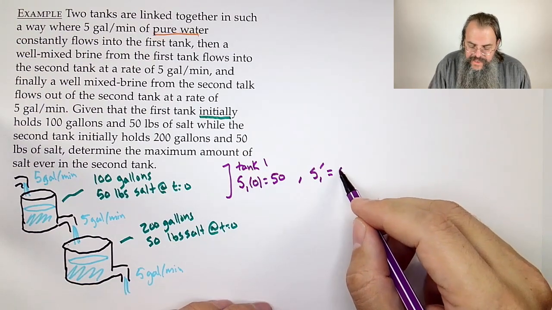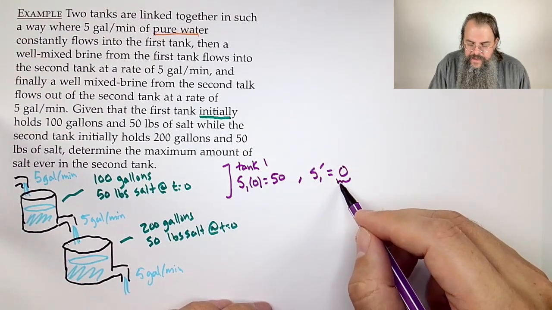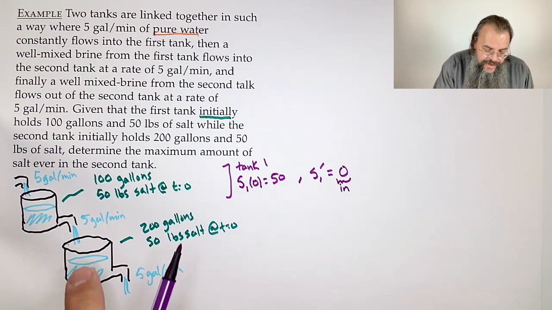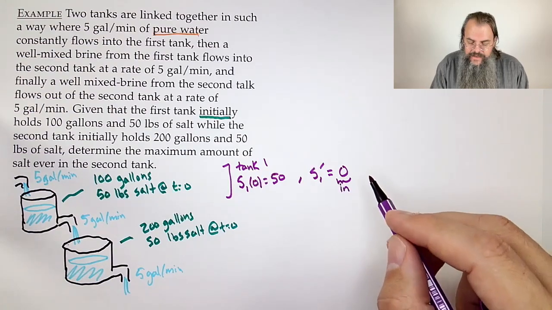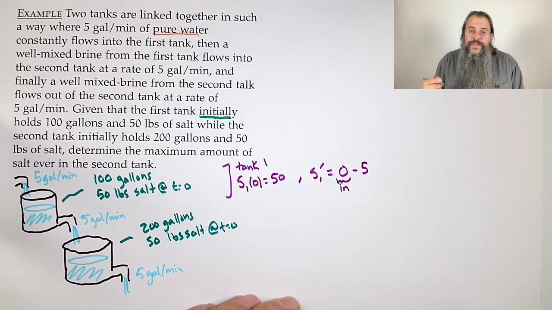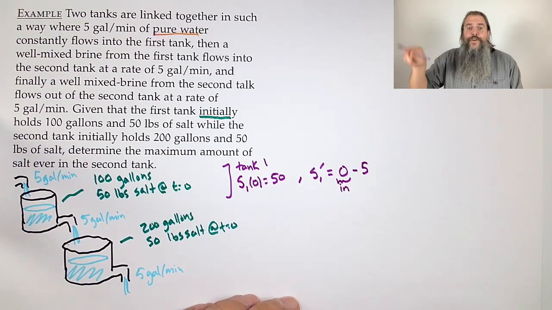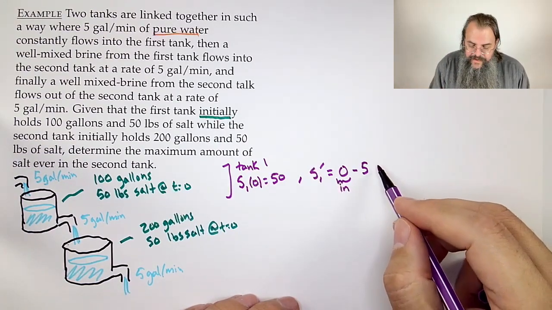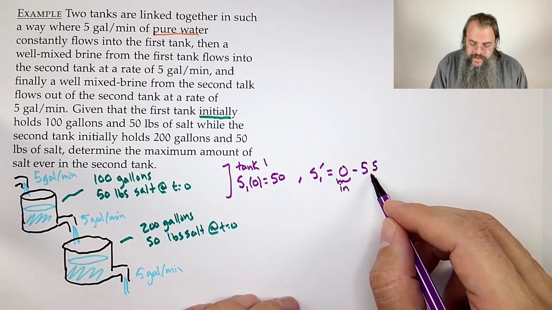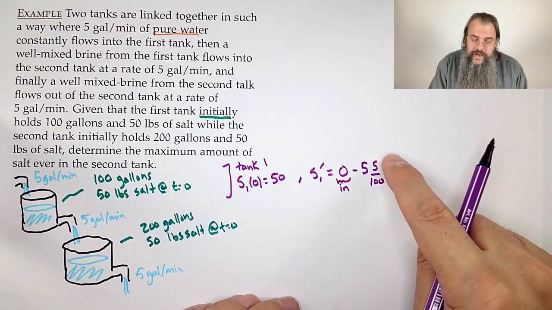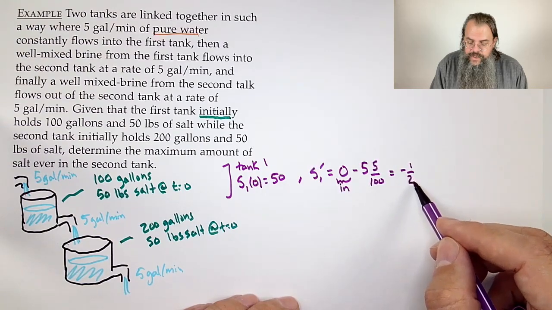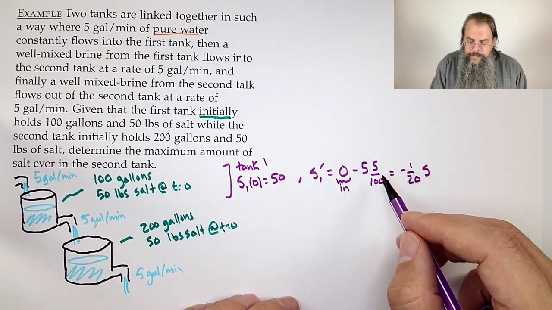So that's our inflow. How much is going out? Well, we know 5 gallons per minute goes out. Okay, so it's 5 gallons per minute. And then we say, well, how much salt is in there? So we take the total amount of salt in the tank, and so that's going to be S, and divide it by how many gallons there are, which is 100. So this is our concentration of salt in the tank. And so we say, oh, okay, this is the same as minus 1 over 20 times S, subscript 1.